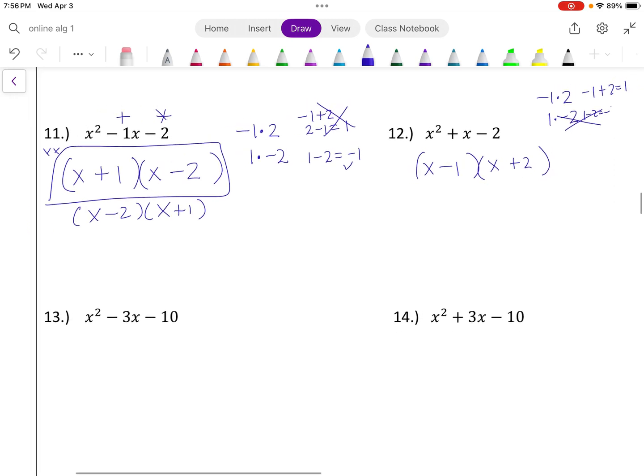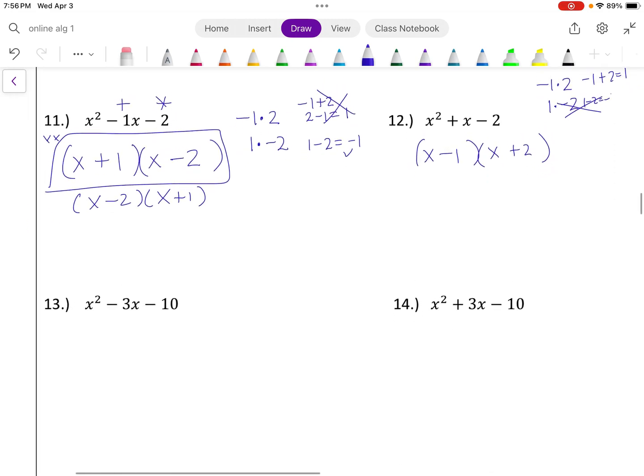Okay, let's do a couple more. Number 13, x squared minus 3x minus 10. Well, the only way to get x squared is if I have x times x. Negative 10, I have a couple different options here. I could do 1 times 10 or 2 times 5. Those are the only things that multiply to be 10.